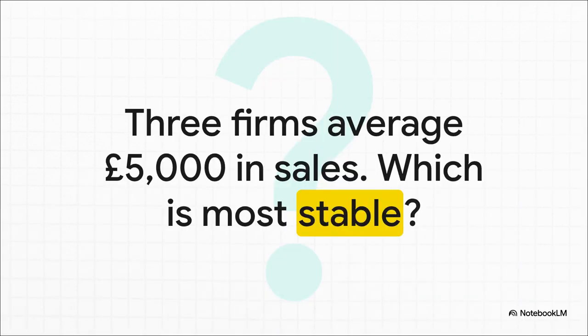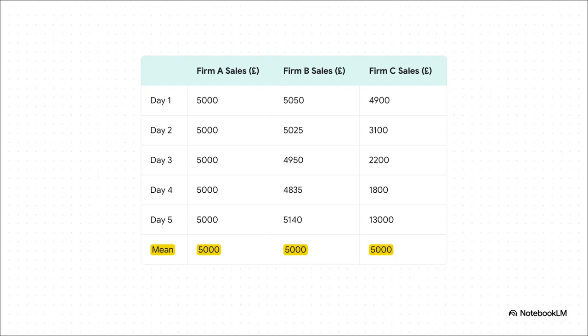All right, let's kick things off with a little puzzle. Imagine you're an investor and you're looking at 3 different firms. The report lands on your desk, and it says they all average £5,000 a day in sales. On paper, they look like triplets. But just based on that one number, can you really tell which company is the most stable, which one is the safe bet? And here's the raw data.